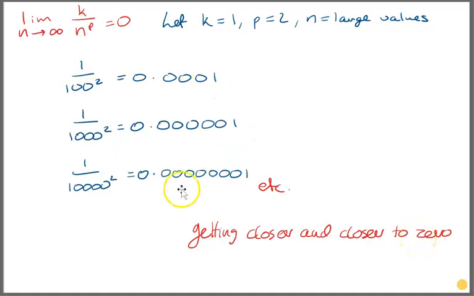So I just wanted to show as an example why this statement is true. It's not actually equaling 0 ever. It's just getting closer and closer to 0. But because the difference between that value and 0 is so small, we just say that it is equal to 0.